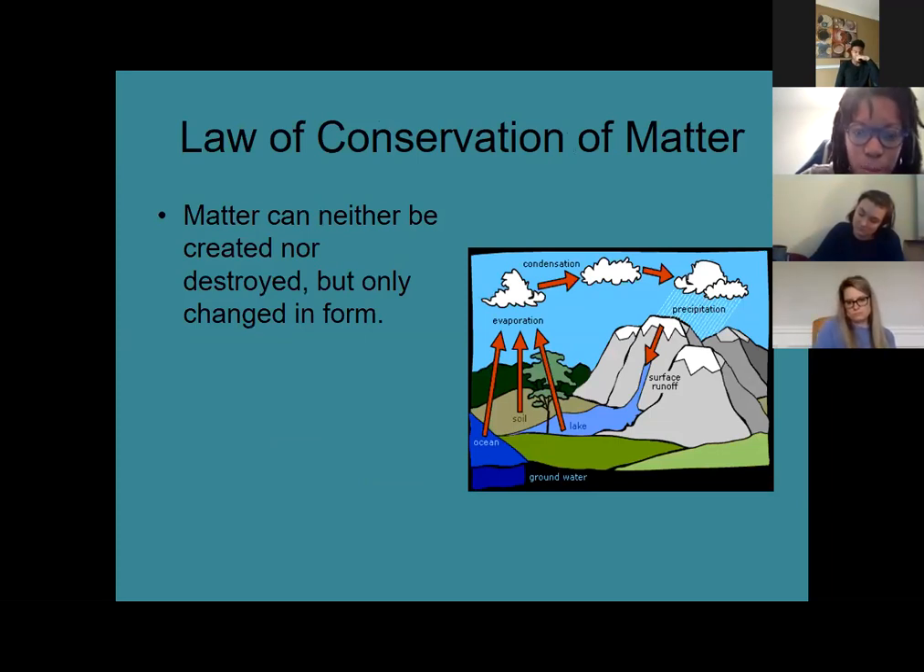So we said that energy was a conserved concept, and so is matter. Just like energy can't be created or destroyed, but only converted from one form to another, the same is true of matter. If we think about the example that we used earlier with water, if we heat it, it becomes a gas. If we cool it, it can become ice. We can change its form, but we really don't change the amount of matter that we have.